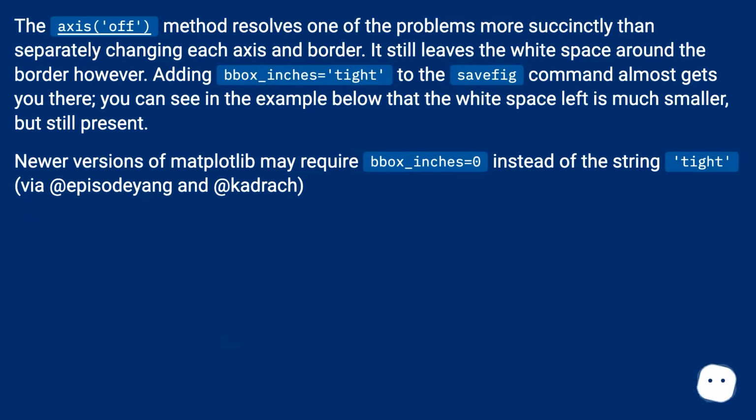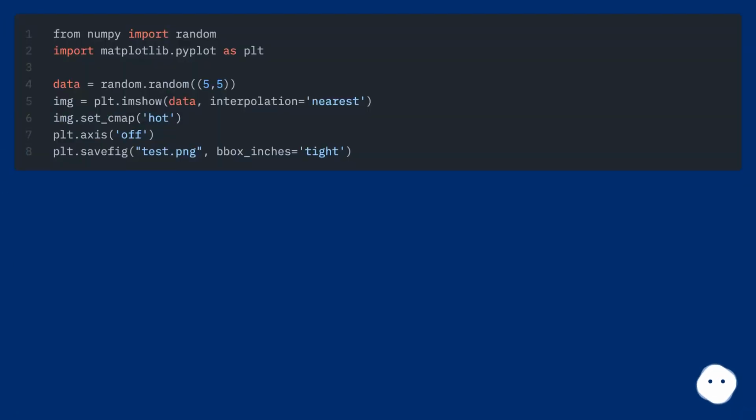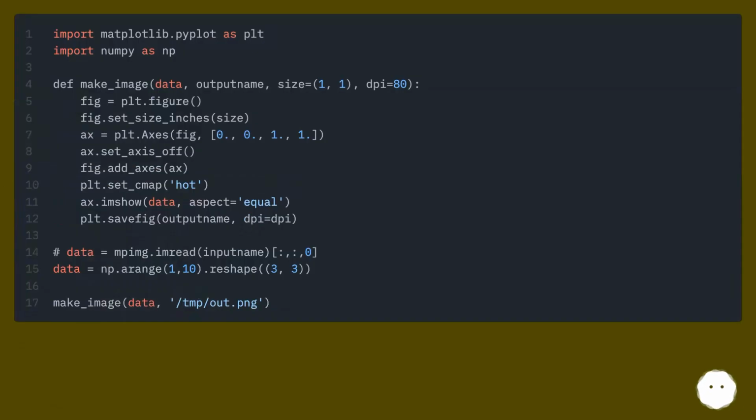Newer versions of matplotlib may require bbox_inches equals 0 instead of the string tight, via set_axis_off and get_frame. I learned this trick from Matt Hat, here. Yields.